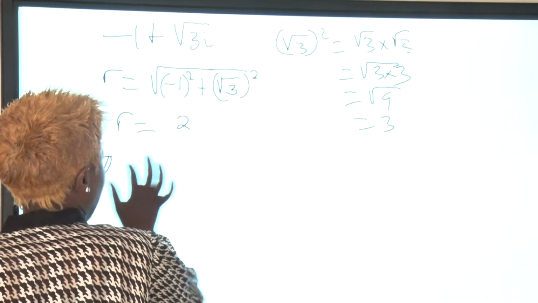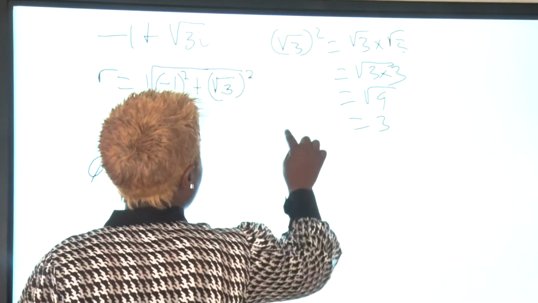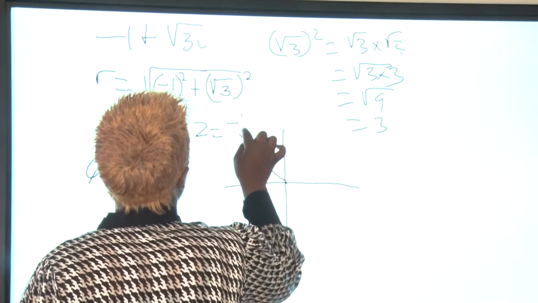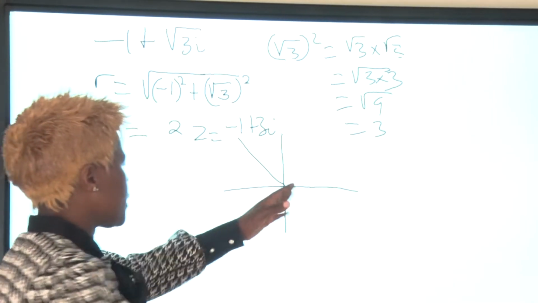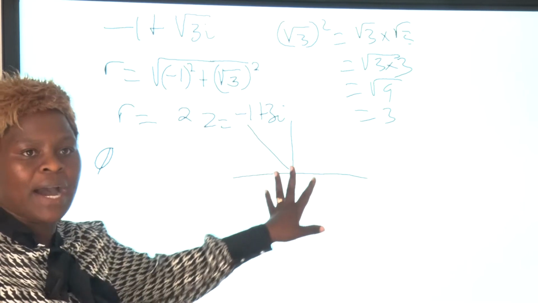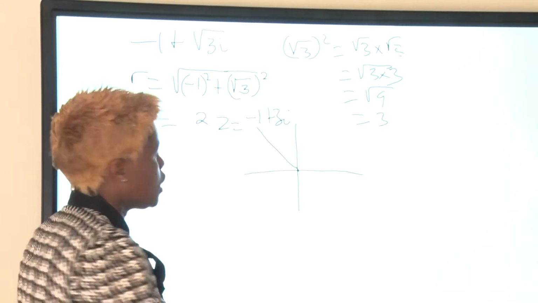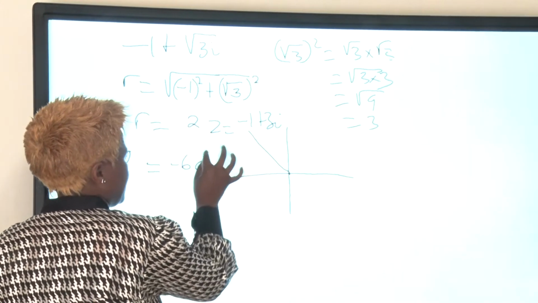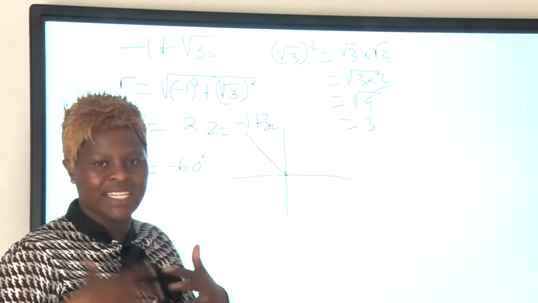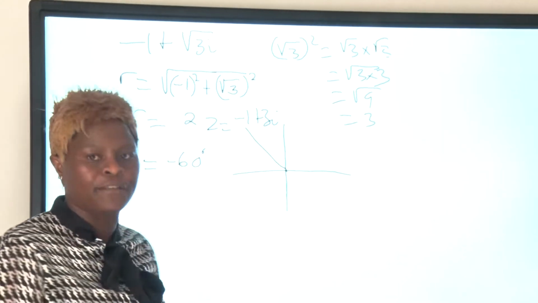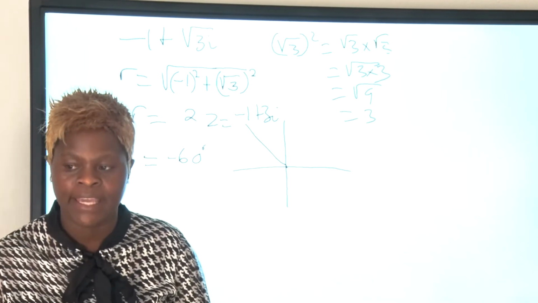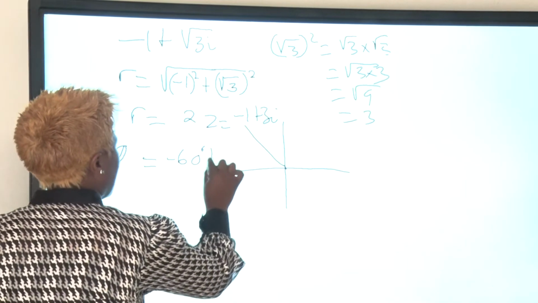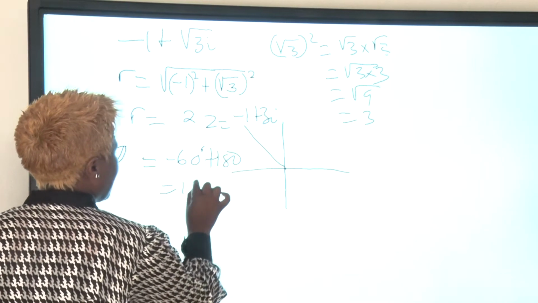And for our theta, we draw an Argand diagram. z is equal to minus 1 plus square root of 3i. It falls in the second quadrant, which means our answer should be positive as well. So when we calculate theta, we get minus 60 in degrees. But as we have already said that it should be positive, what do we do? We add pi. In degrees, pi is equal to 180 degrees. So when I add plus 180 here, I get 120.